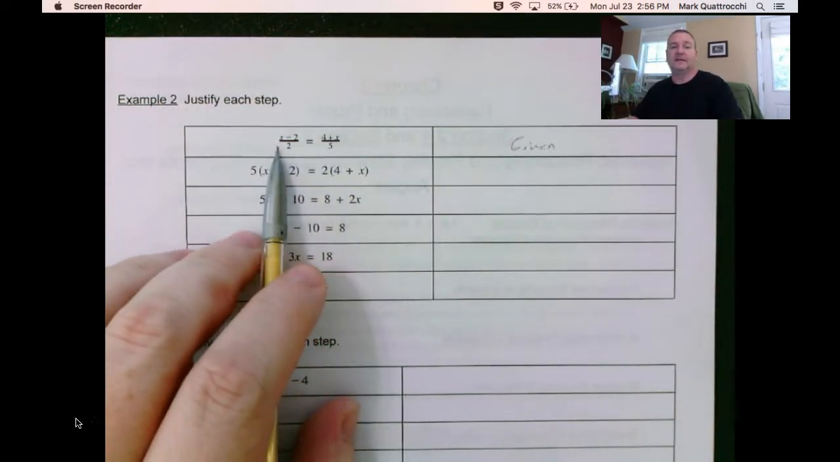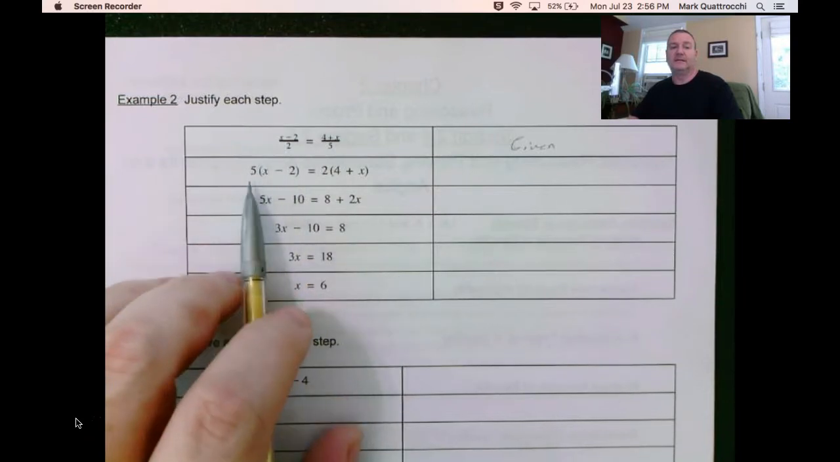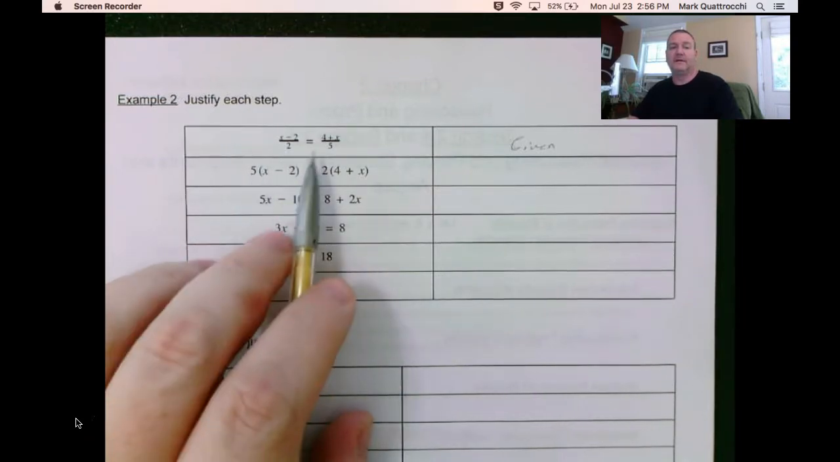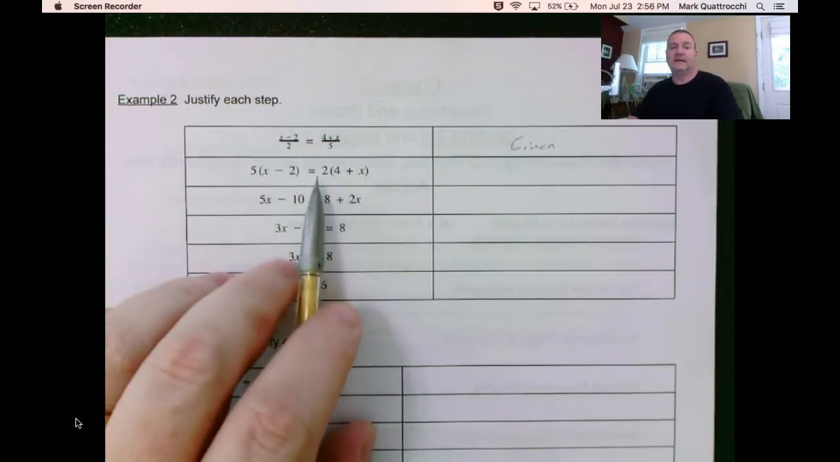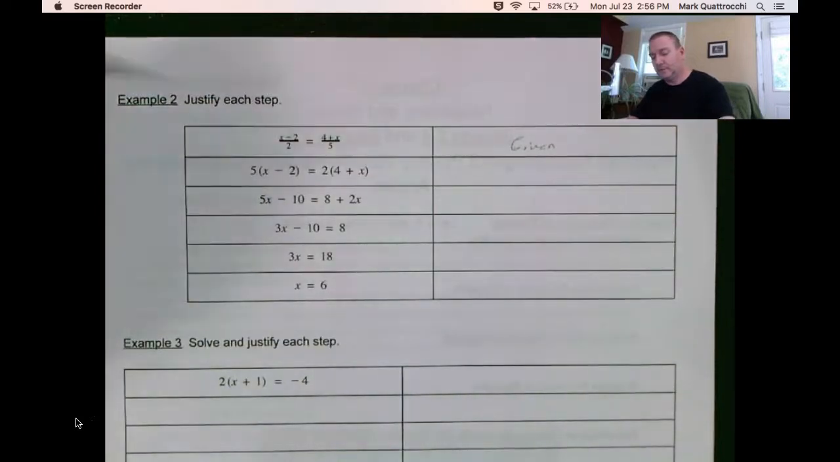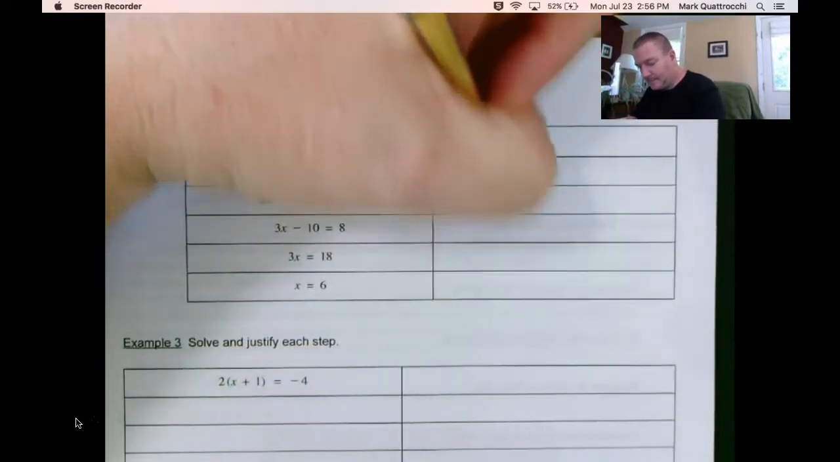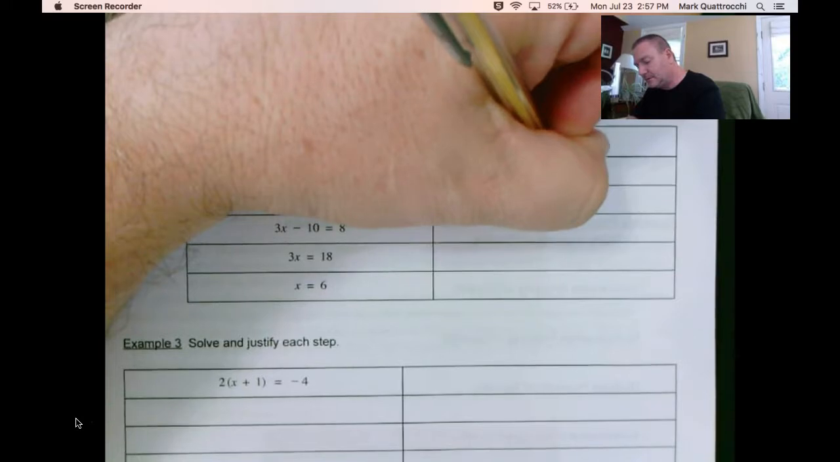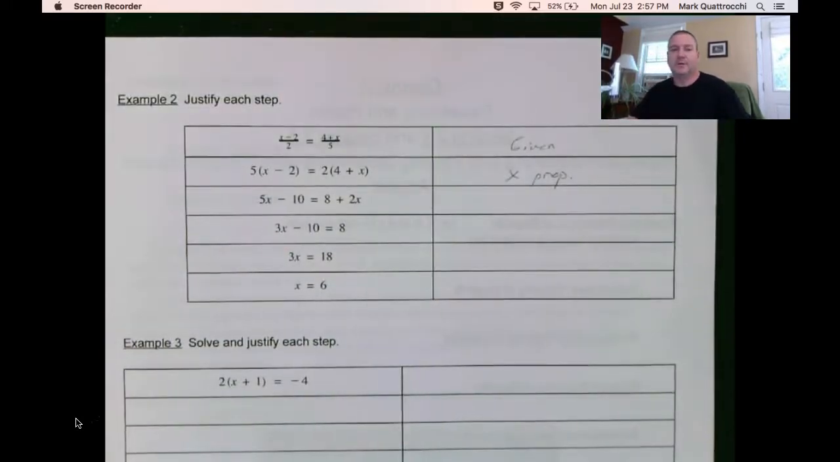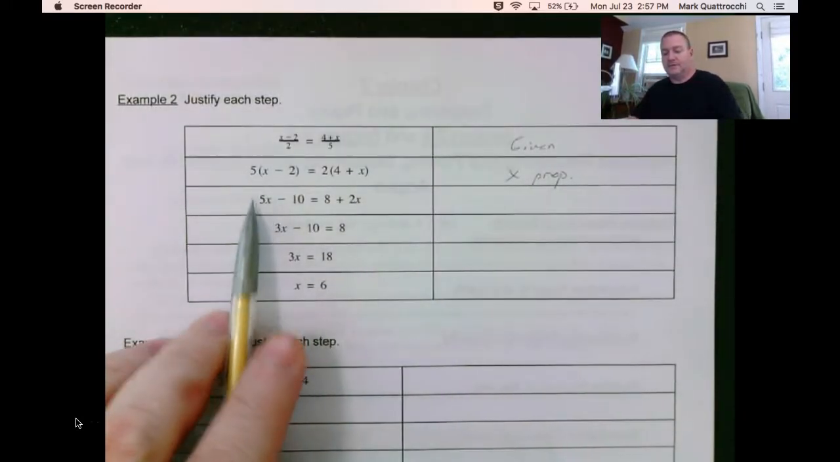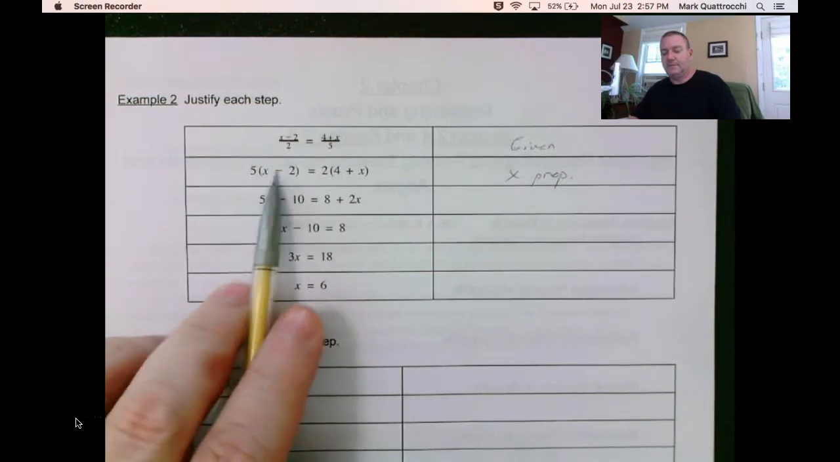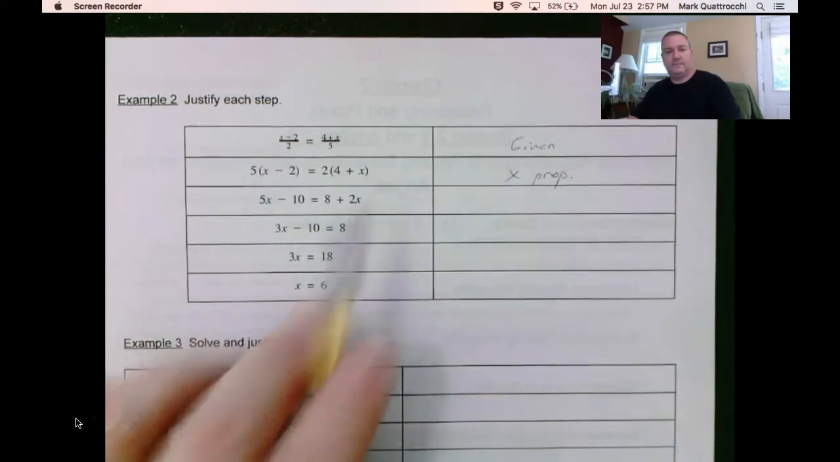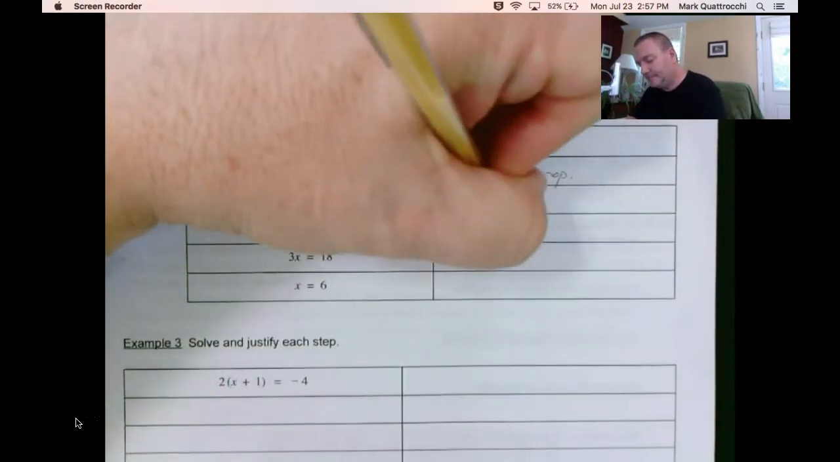If you multiply the left side by 10, the 2 cancels with the 10 or reduces with the 10, you get a 5. The 5 reduces with the 10, and you're left with a 2. So multiplication property. I'm going to start using abbreviations. Multiplication property. Going from statement 2 to statement 3, distributive property.